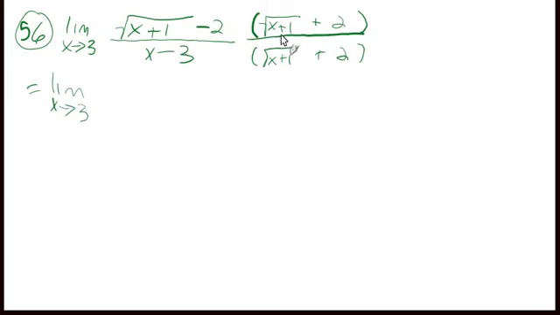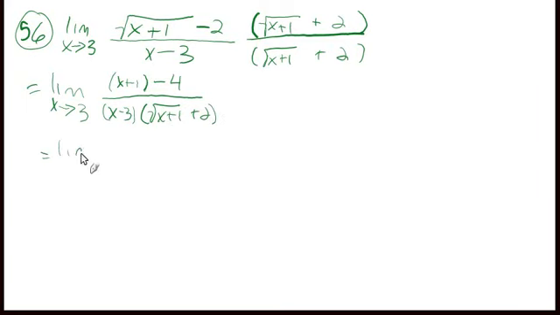So FOIL, right? The square root of x plus 1 times the square root of x plus 1 would just be x plus 1. And notice when we multiply positive 2 times this square root, and negative 2 times the identical square root, they cancel each other out when we add them together. And what's left is a -4 over, let's just leave it the way it looks, let's not distribute this one, x minus 3 times the square root of x plus 1 plus 2. Let's see where it goes from here.